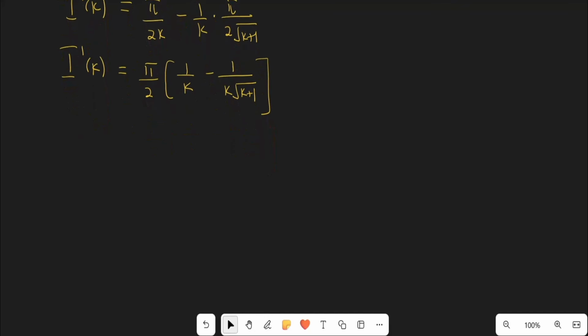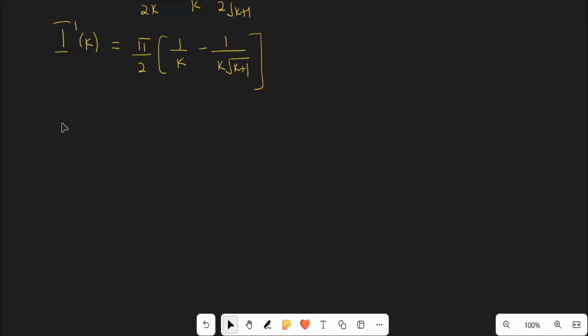So now this is what I have, but I don't want I prime of k, I want I of k. So what I can do is integrate with respect to k, to take the antiderivative. I have the integral of I prime of k with respect to the parameter k, and this is the same as pi over 2 times the integral with respect to k of 1 over k minus 1 over k times the square root of k plus 1.